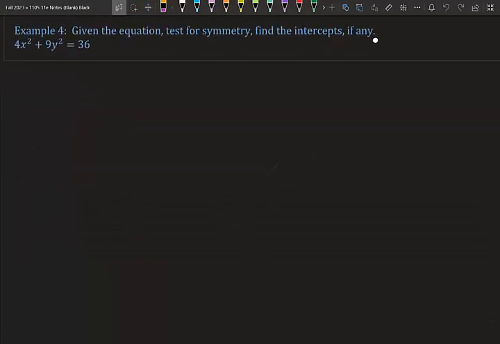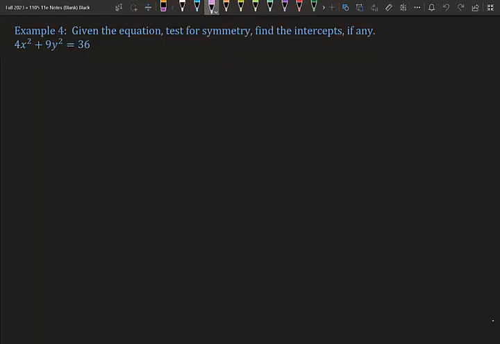Alright, so we're going to do the same thing. Given the equation, test for symmetry, then we're going to find intercepts. So let's go ahead and do symmetry. Now, if you didn't try it last time, I really want you to try. Pause the video and try. Okay, I hope you did. Remember, you're the only one that knows if you get it right or wrong. So no one else is there but you. Try. If you get it wrong, it's okay. If you get it right, awesome.